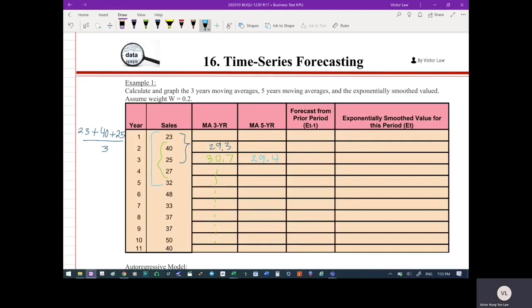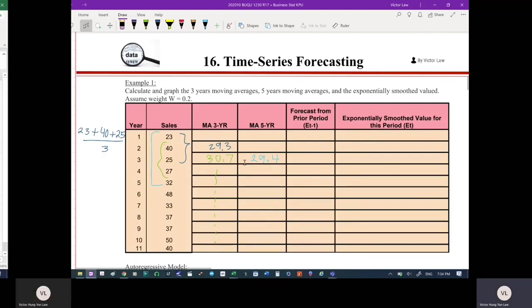So for the 5 years moving average, it's the same. We're taking 5 years average. That's the only difference. And which 5 years we're going to choose is the current year. For example, for year 3, we're going to choose the current year, which is 25, and then we're going to choose 2 years from before, so year 1 and year 2, and then we're going to choose 2 years after, so year 4 and year 5. So we're going to take the average of these 5 numbers, and that will be your answer for the moving average for 5 years. And we're going to get 29.4 for year 3.